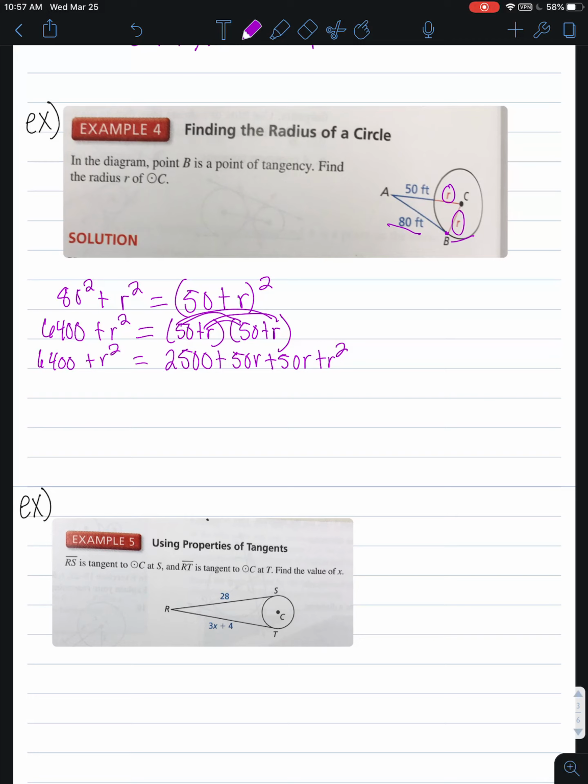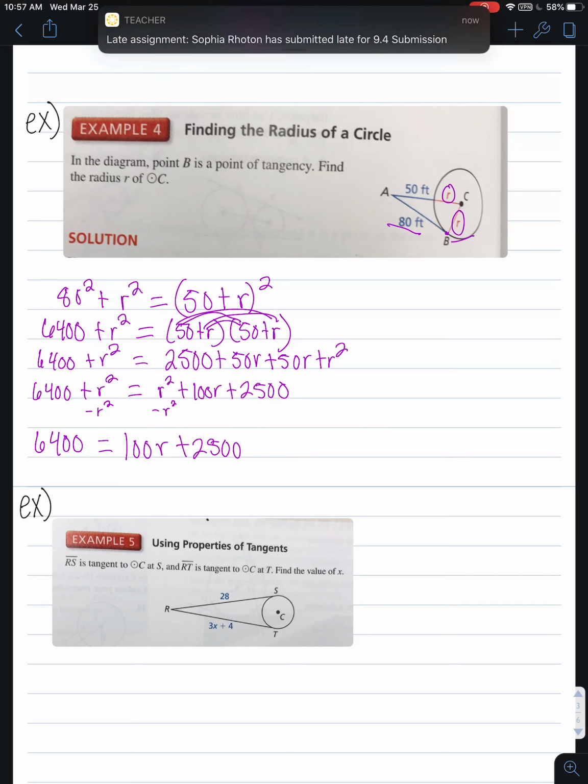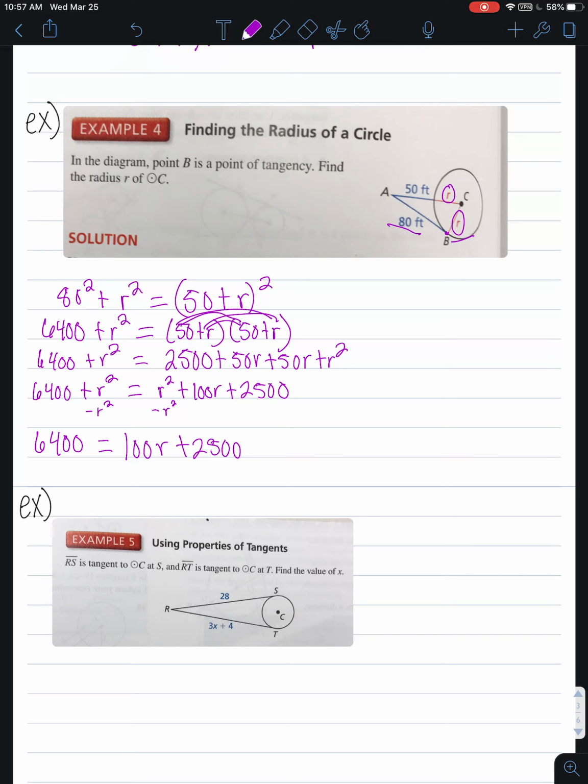Okay, and then we'll just bring these down. And when we simplify this a little bit more, we're going to have 6,400 plus R squared equals, writing this in standard form, R squared plus 100R plus 2,500. Okay, and then we'll notice that there's an R squared on both sides, so we can actually subtract off the R squared. You'll be left with 6,400 is equal to 100R plus 2,500. Okay, then we can subtract the 2,500 and then divide by 100 to solve for R.